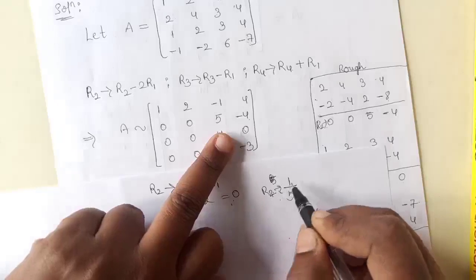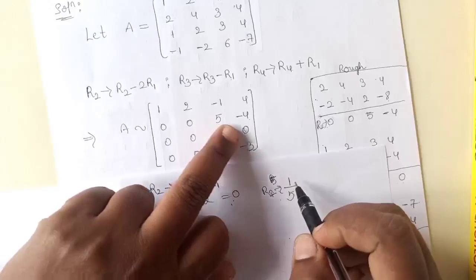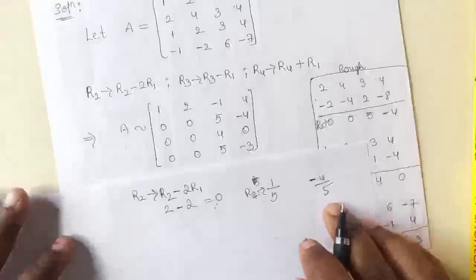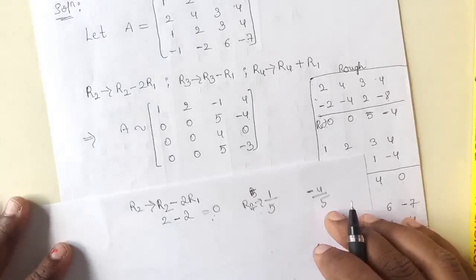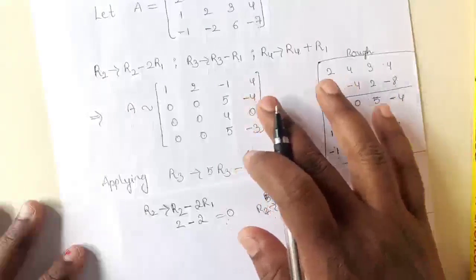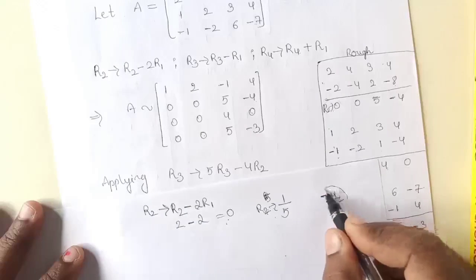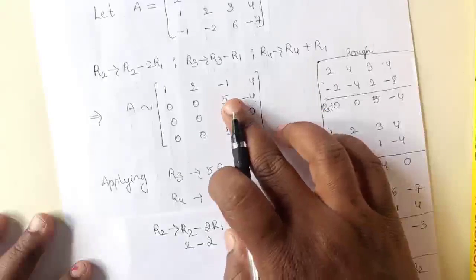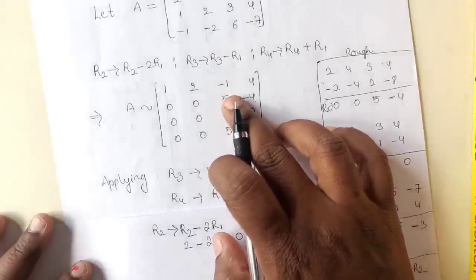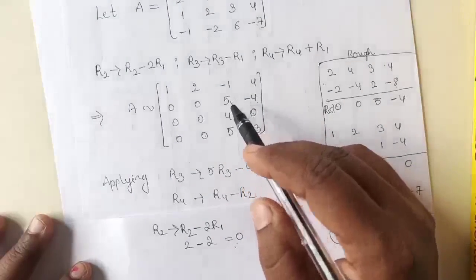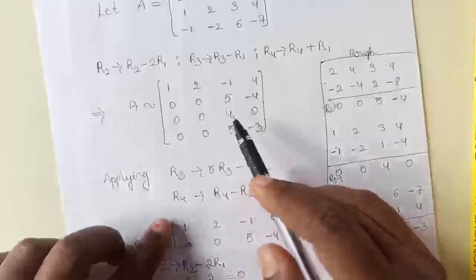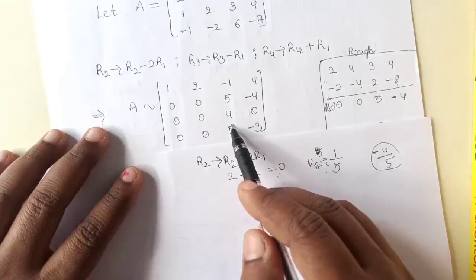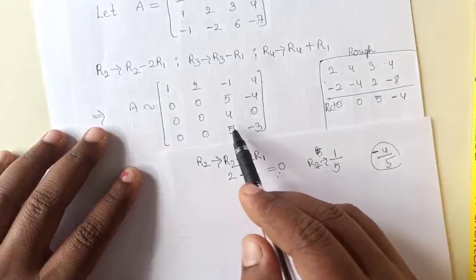On multiplying R2 by 1 by 5, we will get 0, 0, 1, but this entry becomes minus 4 by 5. So this will be in terms of fractions. After getting fractions, the calculation part for the remaining two rows will be lengthy. Therefore first we make these two entries 0, then we go for making 1. For that, we now apply the elementary row operation on these two rows to make these two entries 0.